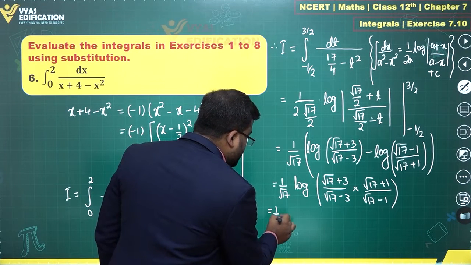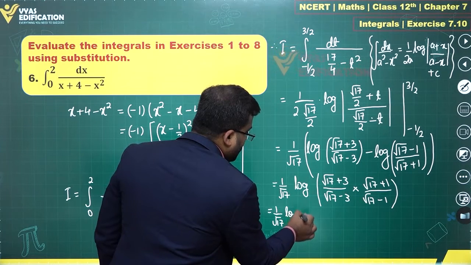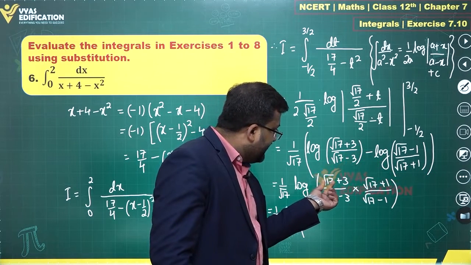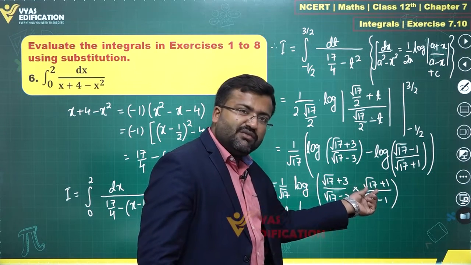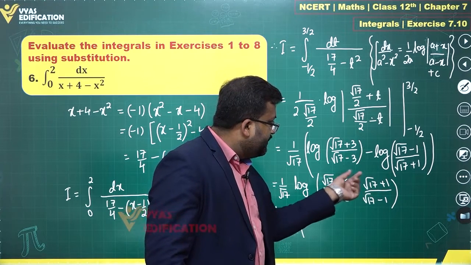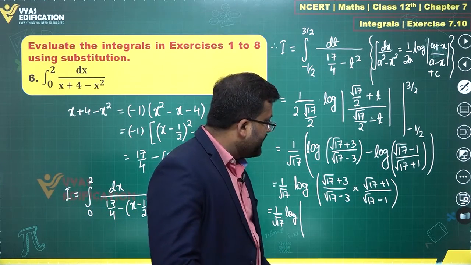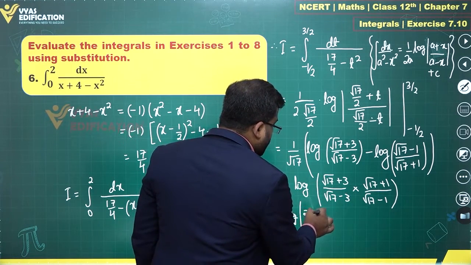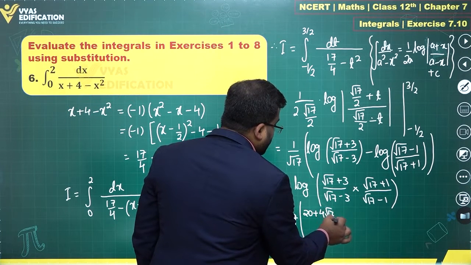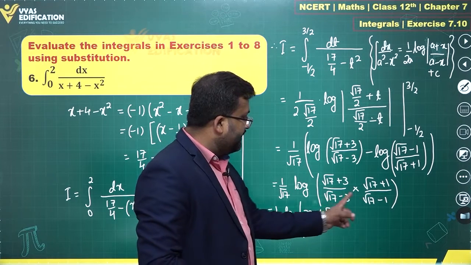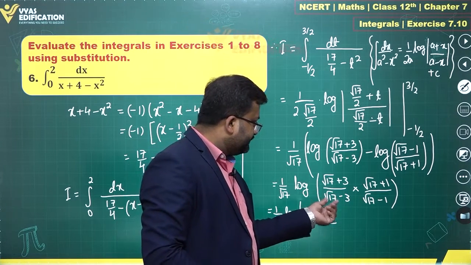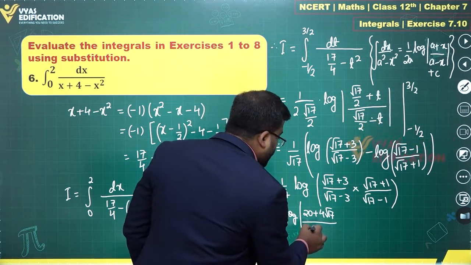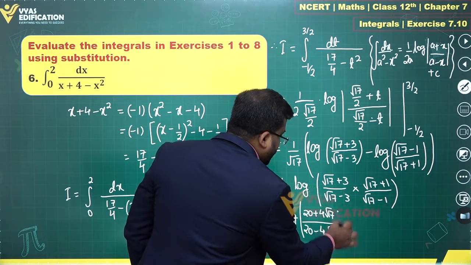Yes, this becomes 1 by root 17 log, okay, multiply these together. This is root 17 plus 3 times root 17 plus 1. Root 17 times root 17 will be 17, yes, plus root 17 plus 3 root 17 is 4 root 17, and plus 3. So what does this become? This becomes 17 plus 3, which is 20, plus 4 root 17. What about the denominator? In the denominator you have root 17 times root 17, which is 17, minus root 17, minus 3 root 17, which is minus 4 root 17, and plus 3. So that again becomes 20 minus 4 root 17.